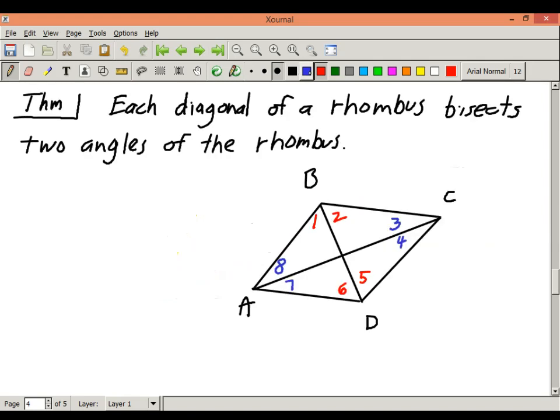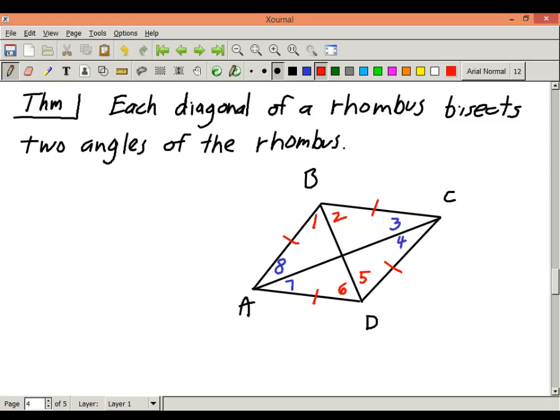Okay, our last theorem. Again, you see rhombus ABCD there. I've drawn in the two diagonals there. And this theorem says that each diagonal of a rhombus bisects two angles of the rhombus. So what I'm going to do is prove that these four triangles are all congruent. First of all, each of those four triangles has this side, because that's a side of a rhombus.